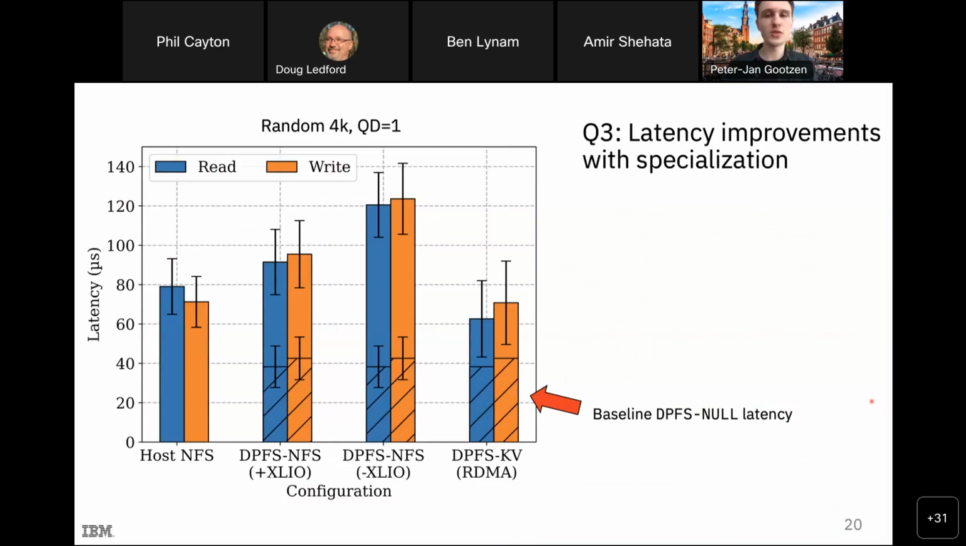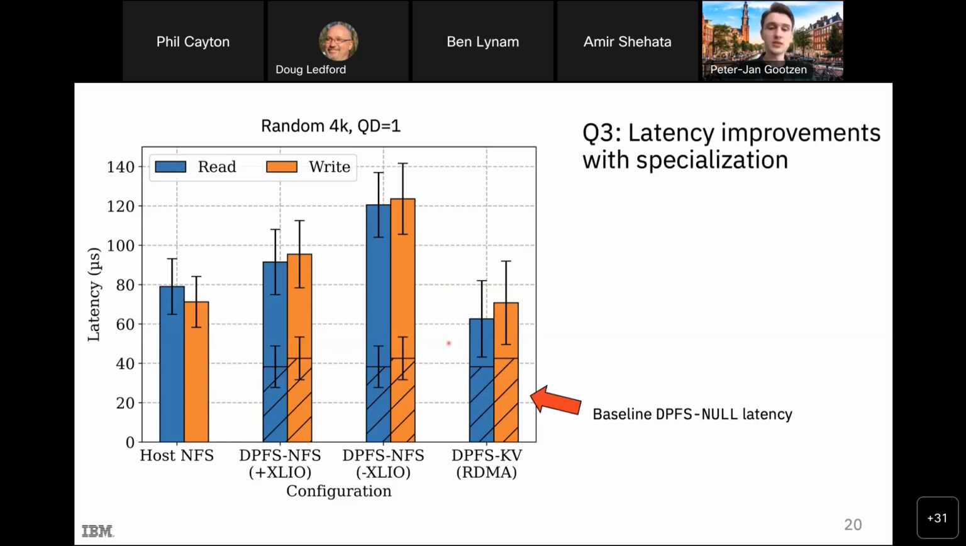The third question of our evaluation section is the latencies that come with improving the hardware specialization in our backends. So on the left, you can see the latency that the host NFS solution has, which is around 80-70 microseconds. Then using our NFS DPFS solution, without the hardware specialization, we achieve around 120 microseconds. And then when we add the partial TCP offloading using the XLIO library, the latency decreases to around 95-90 microseconds.